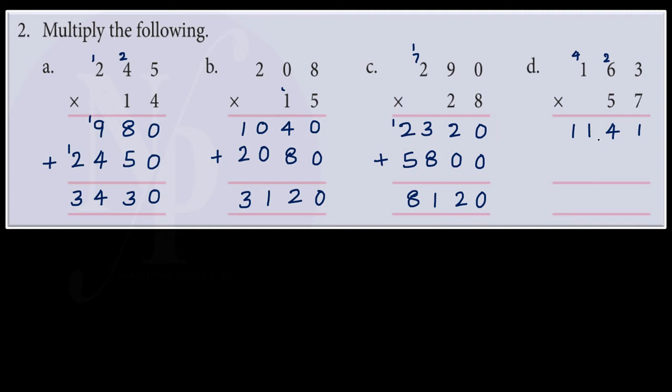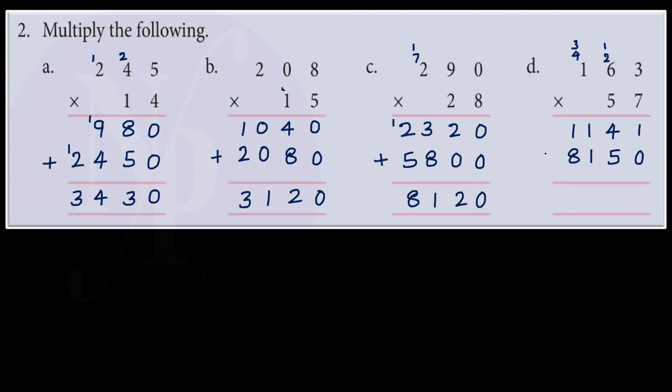We write 11 here. Now we should multiply 163 by 5. Before that we should put a 0 in one's place. 5 threes are 15. We write 5 here and 1 is carried forward. 5 6s are 30. 30 plus 1 is 31. 1 is written here. 3 is carried forward. 5 ones are 5. 5 plus 3 is 8.